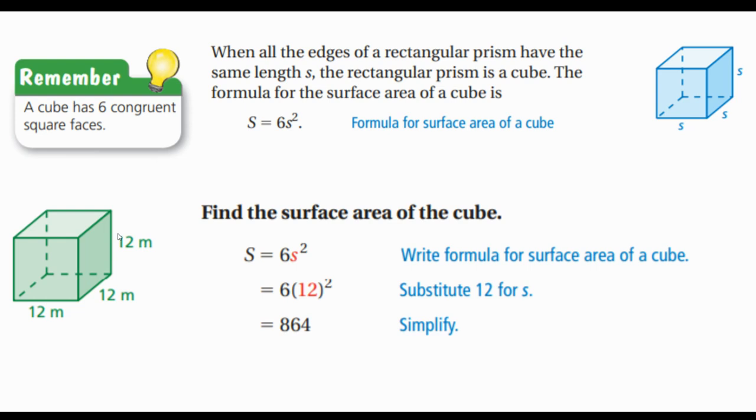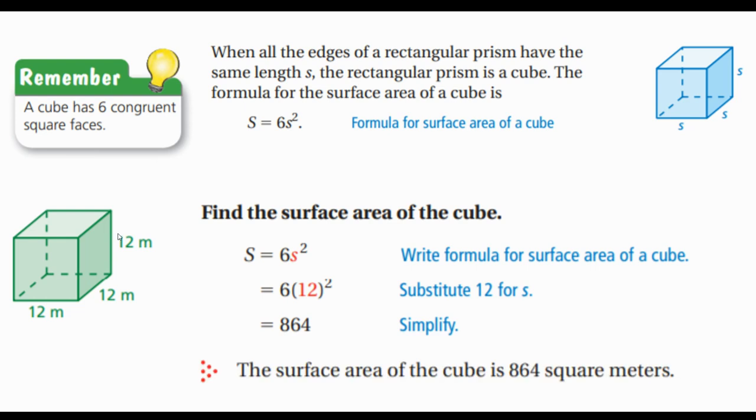12 times 12 is 144, and 144 times 6 gives us 864 for our total surface area of the cube. So 864 square meters is what we get there. Big thing, make sure you square the number first before multiplying.